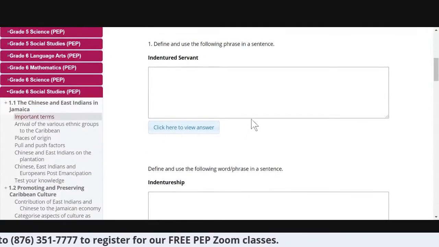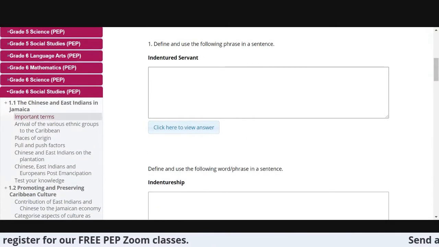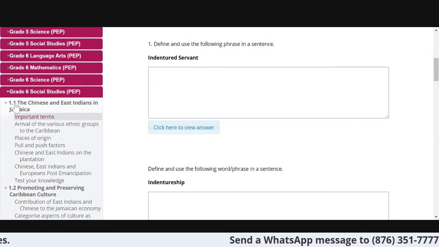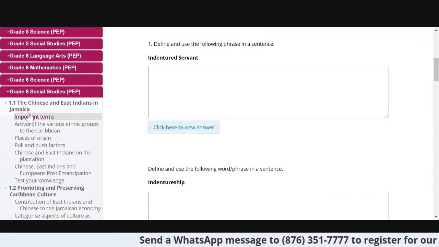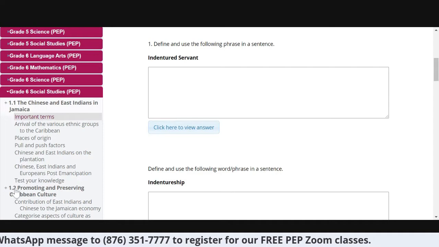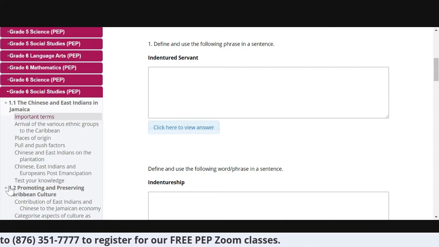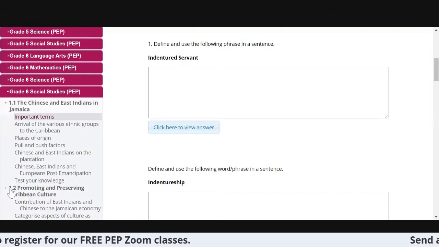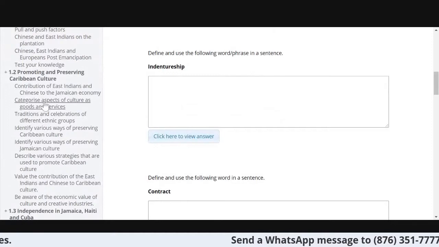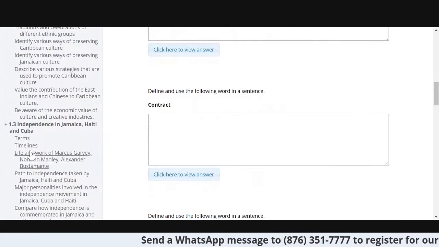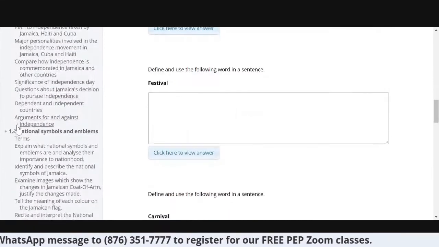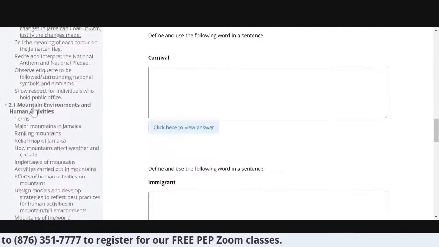Something I want to point out to you as well, guys, you'll notice that on the Learning Hub, you will see 1.1. What that means is that this is the first thing that's on your curriculum. So 1.1 means that you are supposed to be doing this in term one, and it's the first thing. 1.2 means term one, the second thing. So this is promoting and preserving Caribbean culture. The entire curriculum is on the Learning Hub. 1.3 is term one, third thing, independence in Jamaica, Haiti, and Cuba. 1.4, national symbols, and so on.